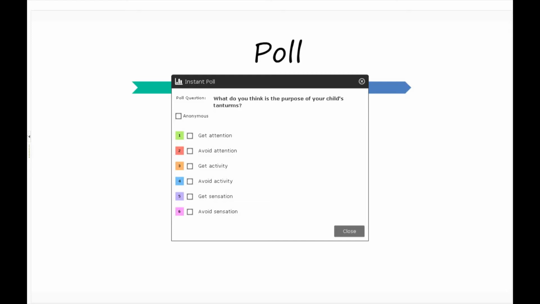So far it's neck and neck between get attention and get activity. Get activity just pulling ahead. Oh no, it's equal now. I'll stop the poll in a second. We've also got lots of good votes for avoid activity and get sensation. No one yet for avoid sensation or avoid attention. All right, I might end the poll there.